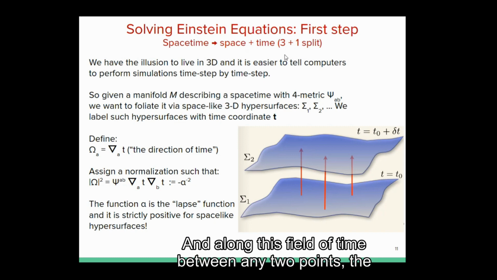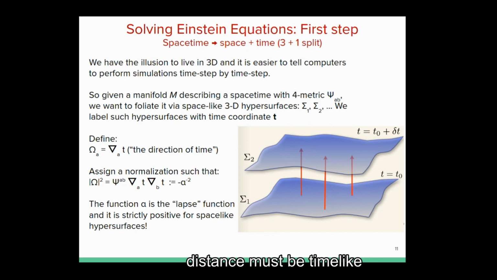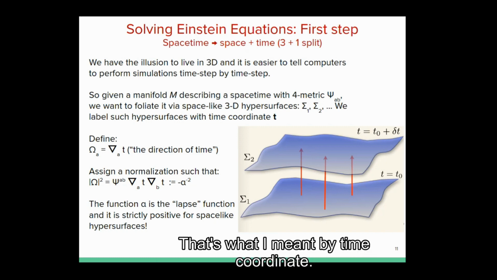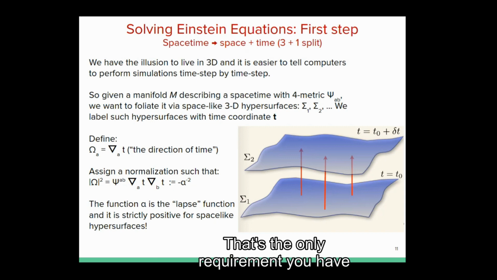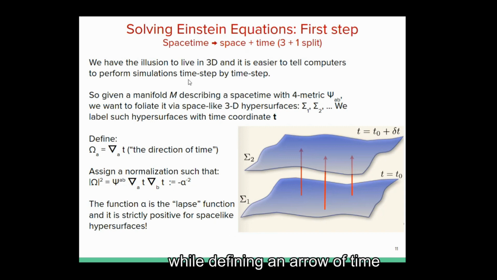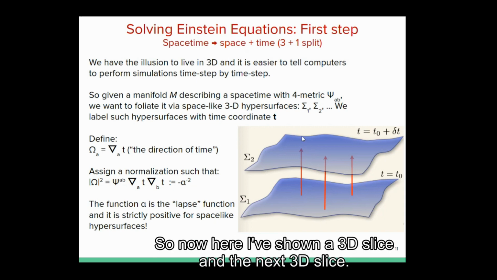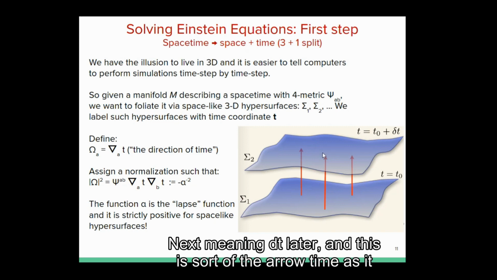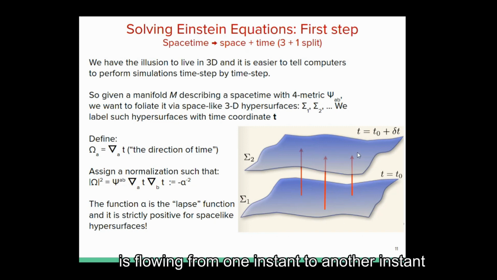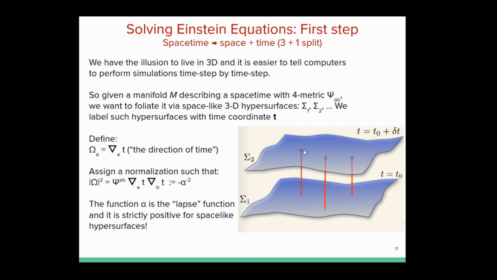And along this field of time, between any 2 points, the distance must be time-like. It should never become space-like. That's what I meant by light cone. That's pretty much the only requirement you have on defining the arrow of time. So now here I've shown a 3D slice, and the next 3D slice, next meaning a dt later. And this is sort of the arrow of time as it is flowing from one instant to another.